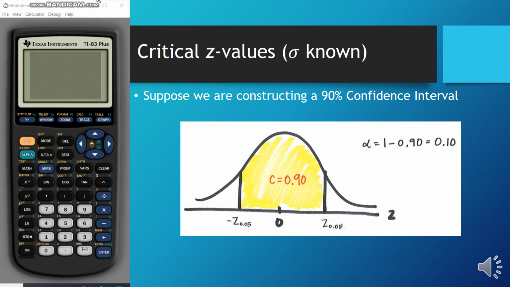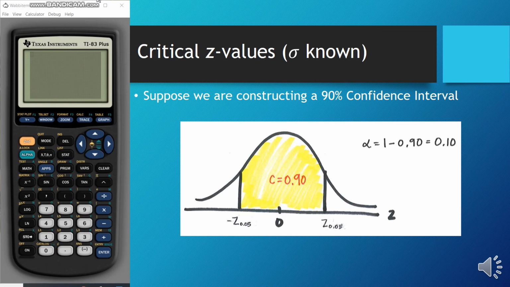Now, it makes sense that this value would be negative because you can see it's to the left of 0. All right, so if it's to the left of 0, think about a number line. If it's to the left of 0, that number should be negative. All right, so now let's find the critical Z value on the right.